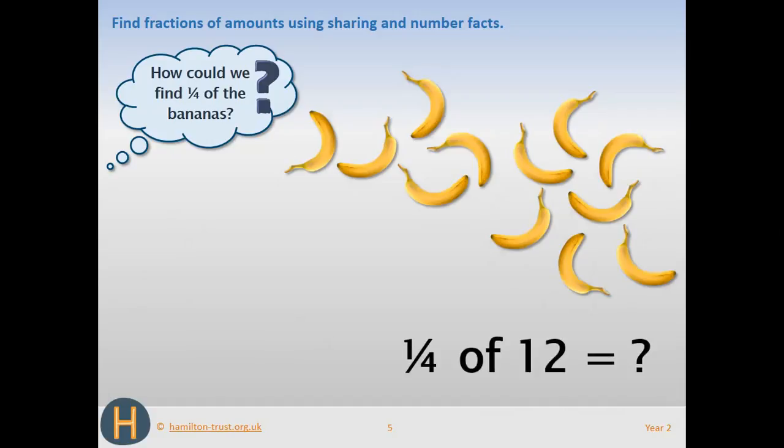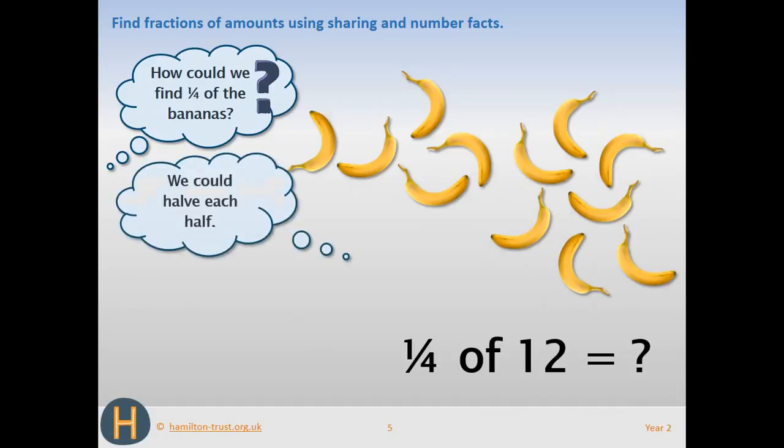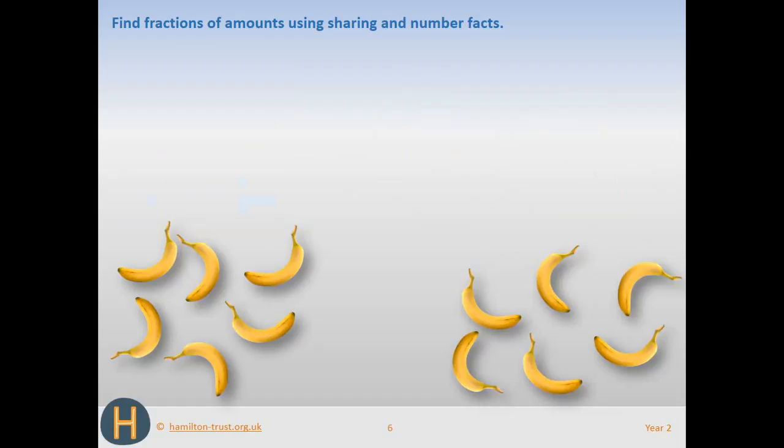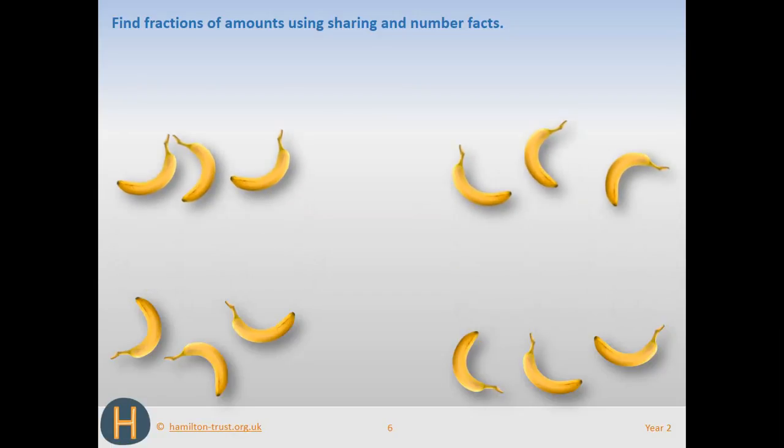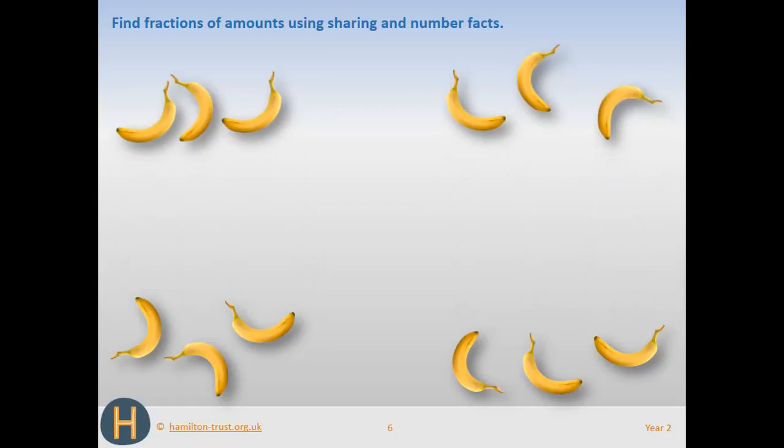How do you read what's in that box? It says, how could we find quarter of the bananas? 1 over 4 is a quarter. Here are our two halves, 6 in each. Let's halve those halves. A quarter of 12 is 3. Imagine what that would look like written down.